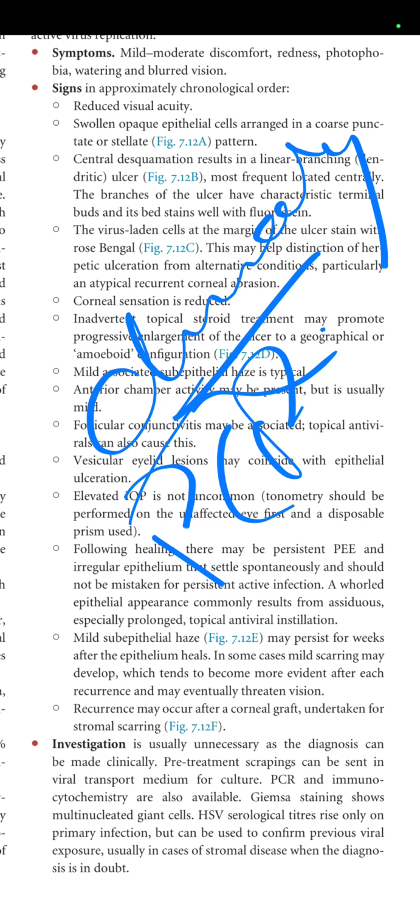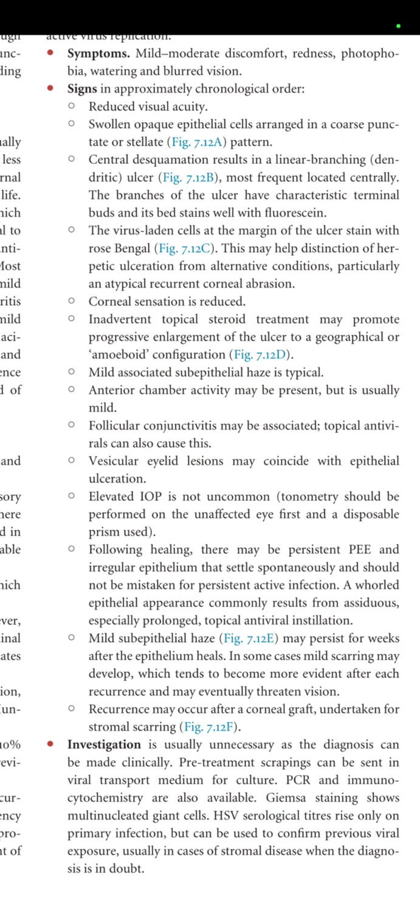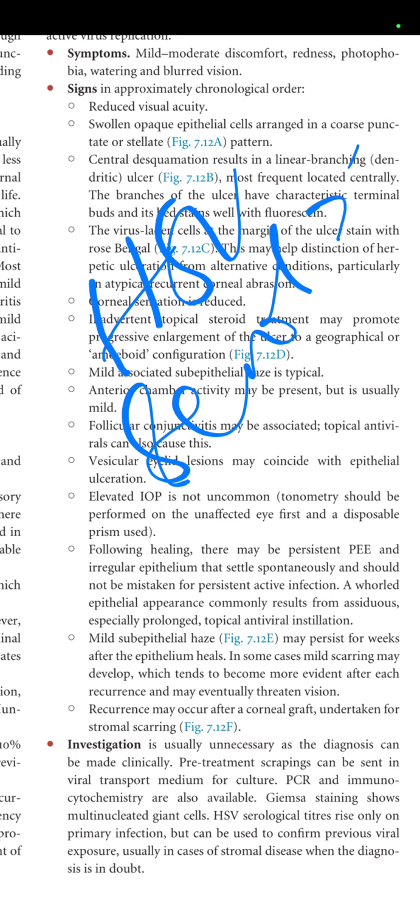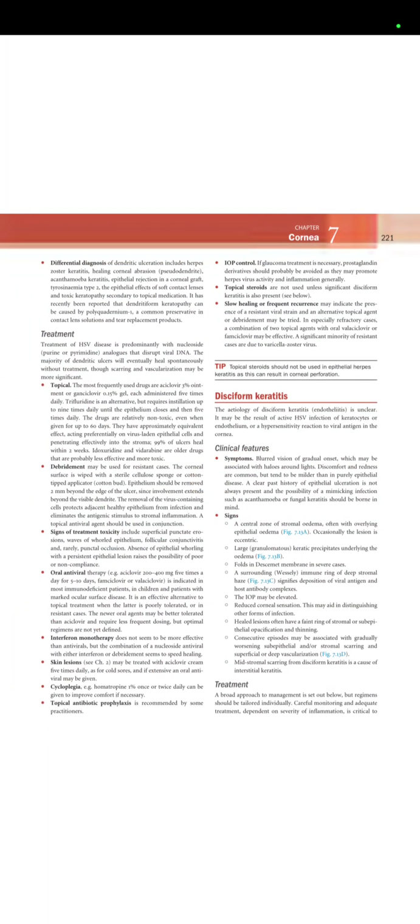Giemsa staining shows multinucleated giant cells. So what did the Giemsa staining show? Multinucleated giant cells. HSV serological titer rises only on primary infection, but can also be used to confirm previous viral exposure, usually in case of stromal disease when the diagnosis is in doubt. Basically we do not do such investigations, but HSV serology is usually positive if there is a primary infection, and we can also use it to diagnose if there was any previous infection.